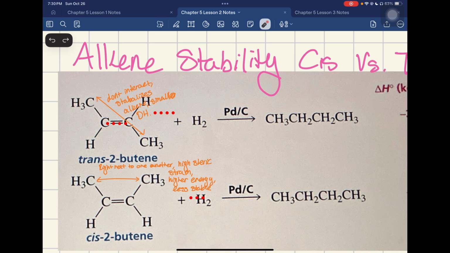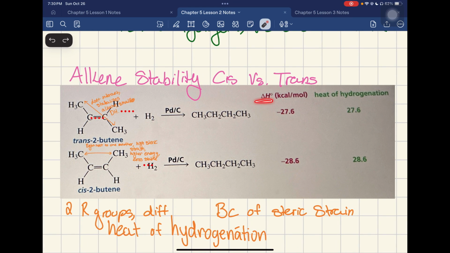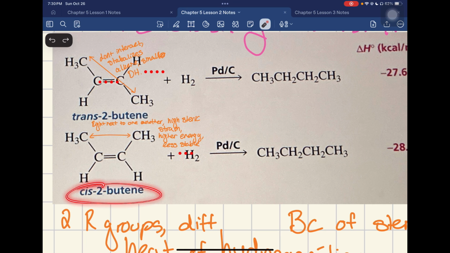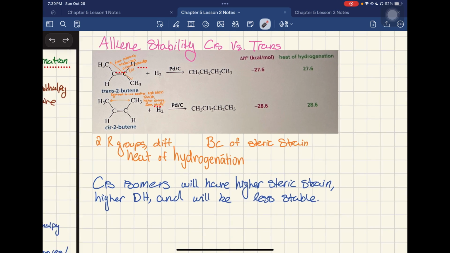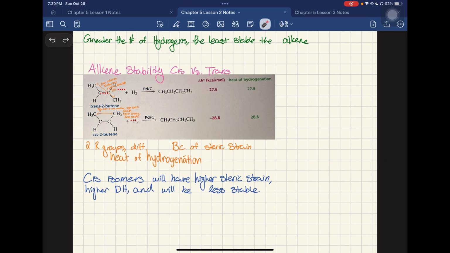So they don't interact and it stabilizes the alkene, which causes that smaller DH, right? Smaller enthalpy and smaller heat of hydrogenation, because this is the absolute value, right? Whereas these cis ones, they are right in each other's space, right next to one another, which causes high steric strain, and higher energy makes it less stable. So cis isomers will have higher steric strain and higher DH and will be less stable, while trans isomers will have lower steric strain, lower DH, and will be more stable.